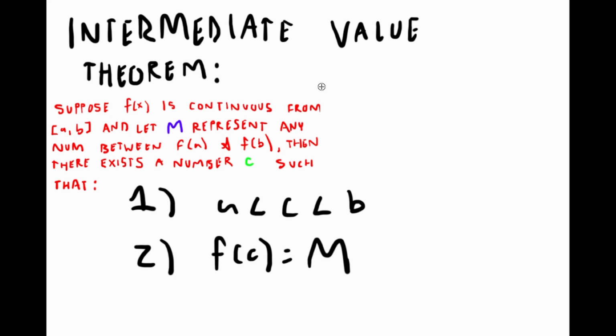So the intermediate value theorem. Suppose f of x is continuous from a to b, and let M represent any number between f of a and f of b. Then there exists a number c such that a is less than c, which is less than b, and f of c is going to be equal to M. All this really means is that a continuous function will take on all values between f of a and f of b. Let's show this in graph form.